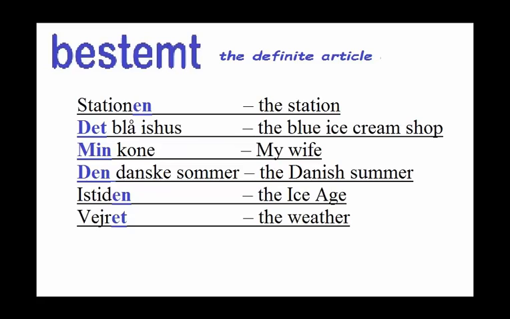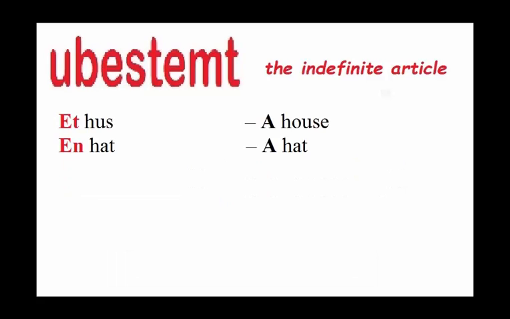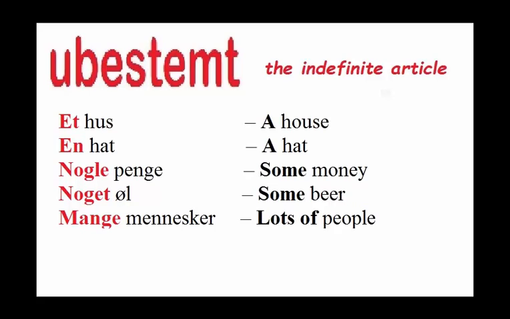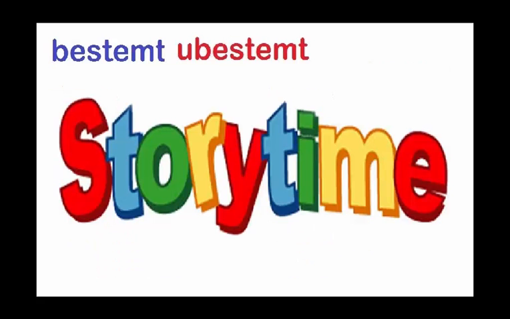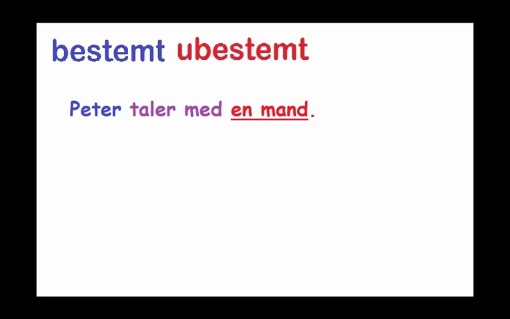And you probably remember that we use the indefinite article, ubestemt, for nouns that depict something that is new to the listener. Et hus, en hat, nogle penge, noget øl, mange mennesker, 20 kroner, 3 kilo kartofler. Consider this little story about my neighbor Peter. You already know Peter. He's the man who plays football on Thursdays. So we can start a sentence with him. Peter taler med en mand. We don't know anything about the man yet, so we use the indefinite article.